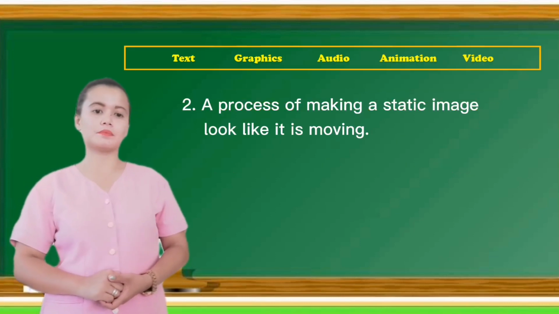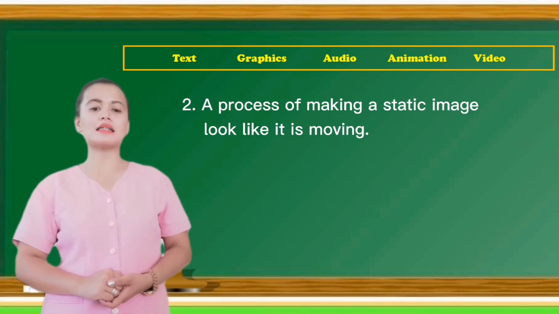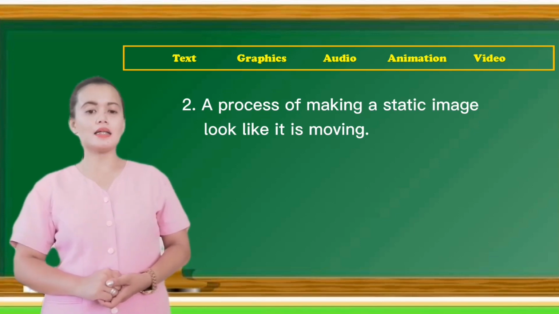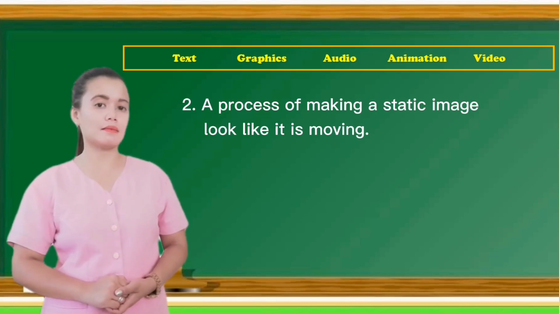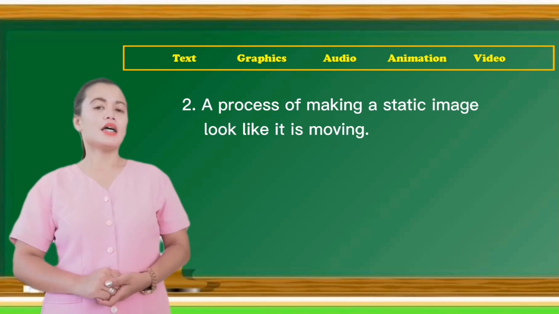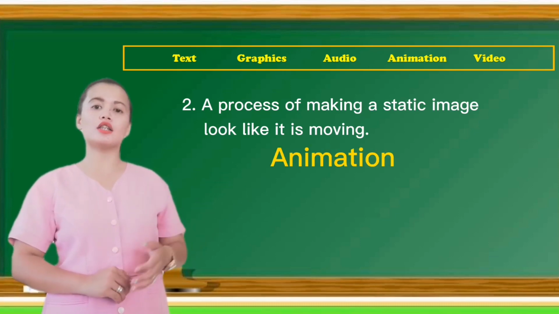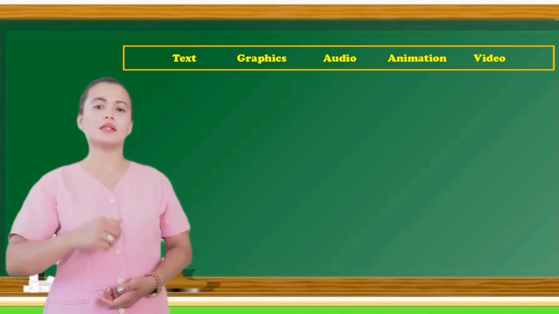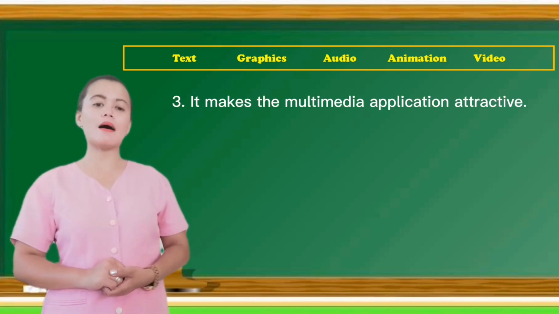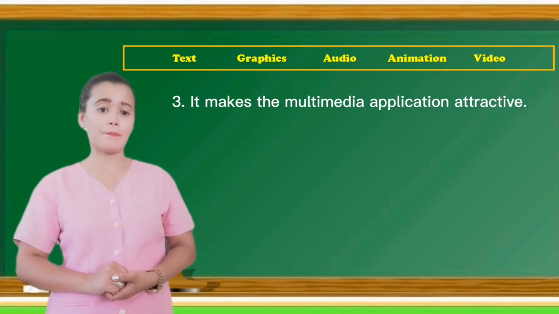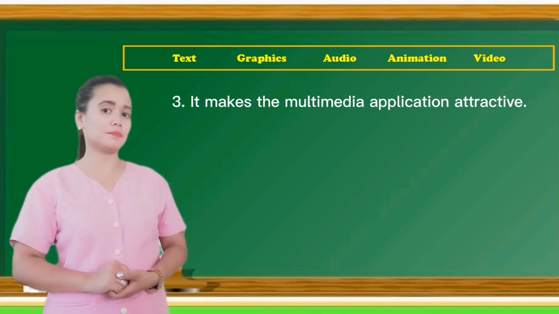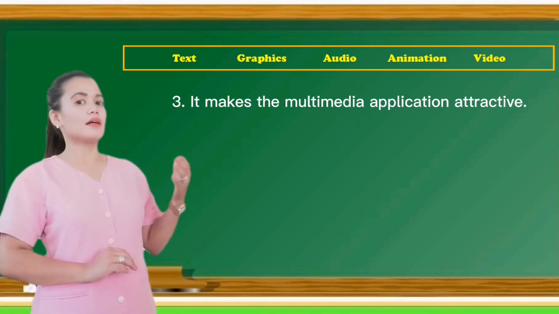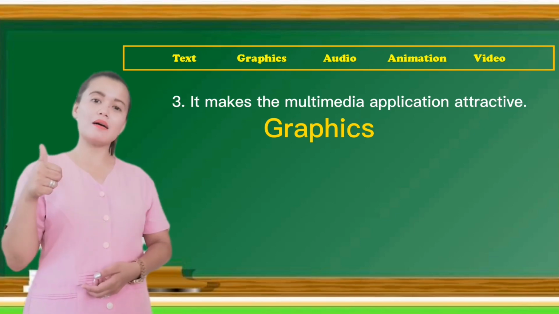Number 2. A process of making a static image look like it is moving. What element of multimedia is that? If you answered animation, you are correct. Number 3. It makes the multimedia application attractive. What element of multimedia is being described? If you answered graphics, good job!